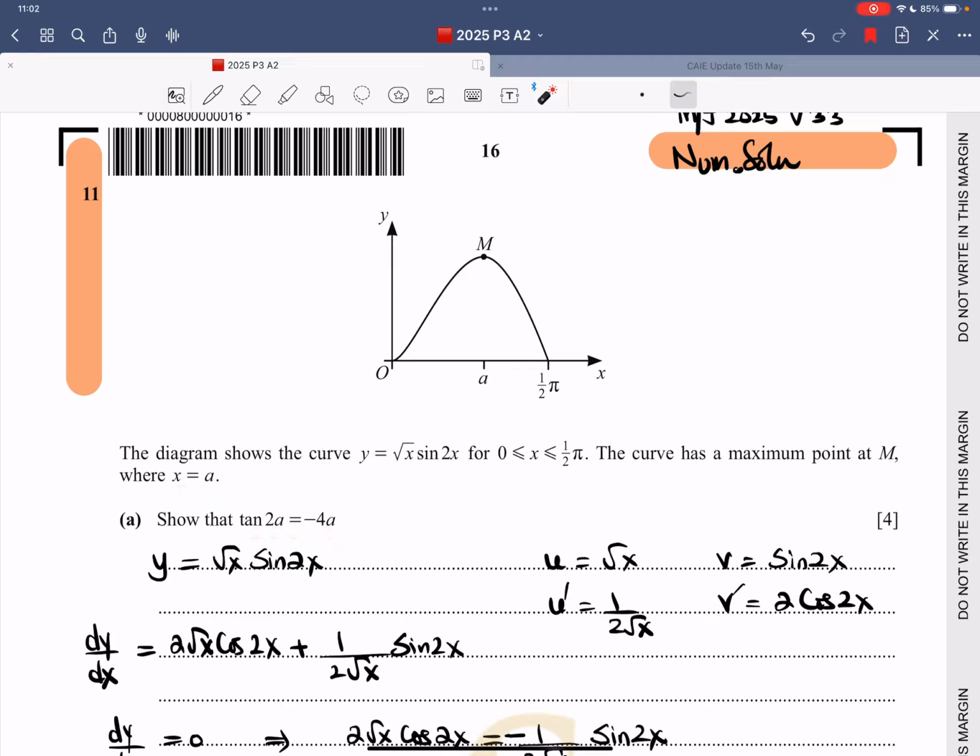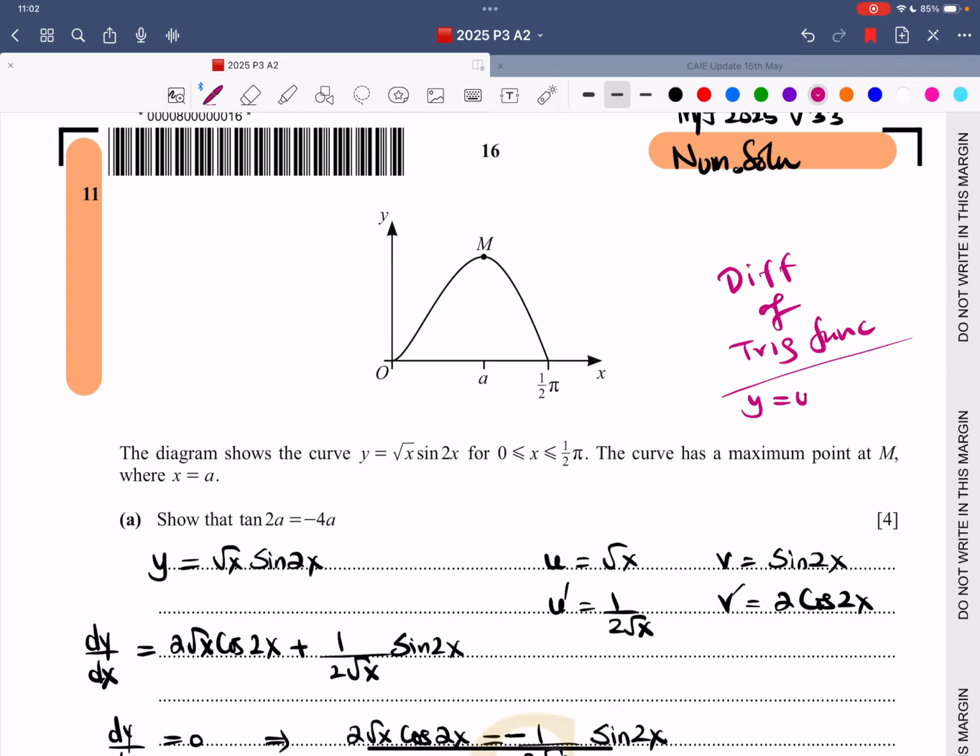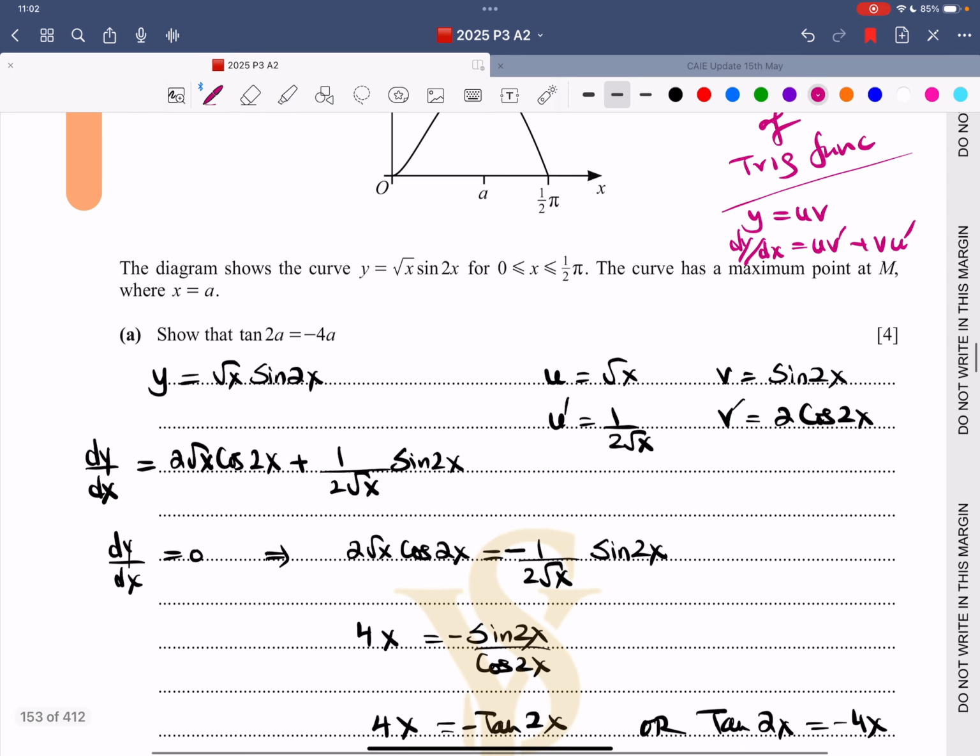Yes, it is differentiation and trigonometry, or differentiation of trig functions. Basically, that is the rule. And then it's about the product rule. If y is equal to uv, dy by dx is uv prime plus vu prime. So now over here, let me just double check. This thing, this is u prime. This is v, this is v prime.